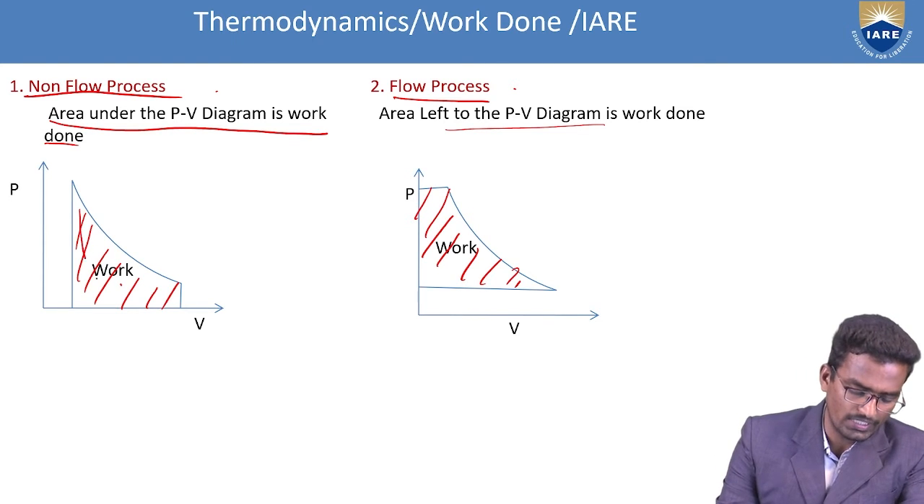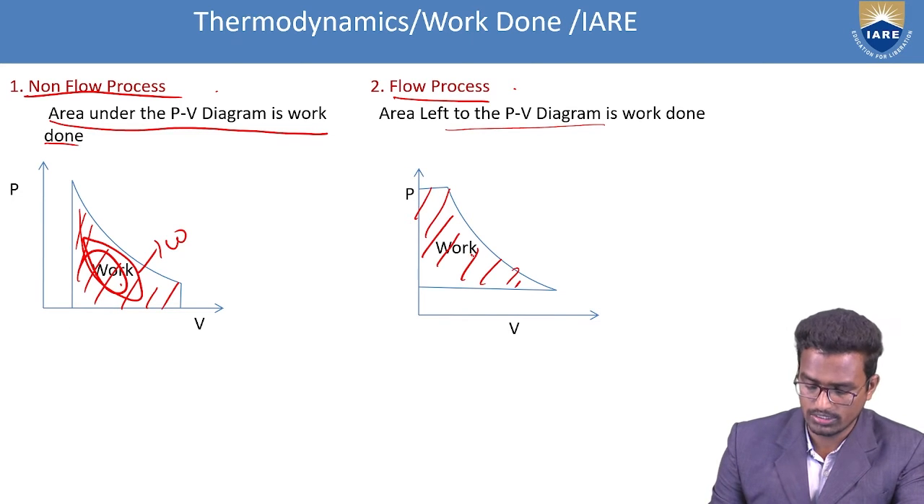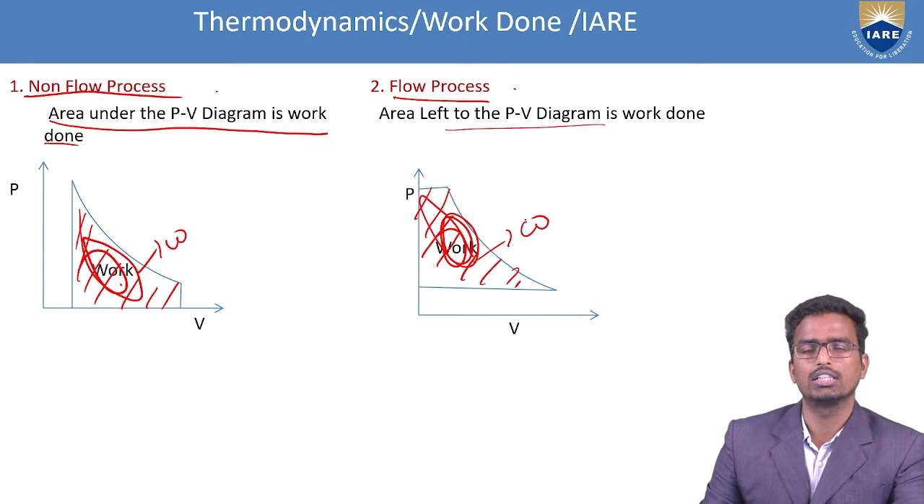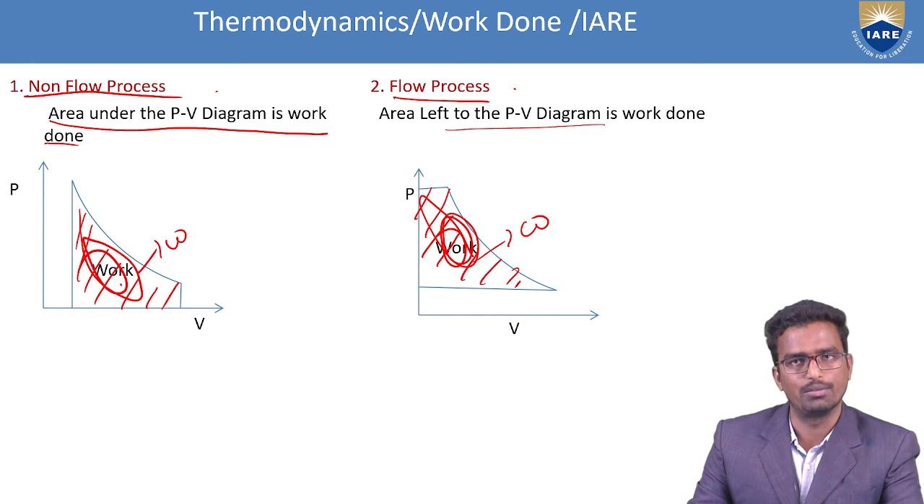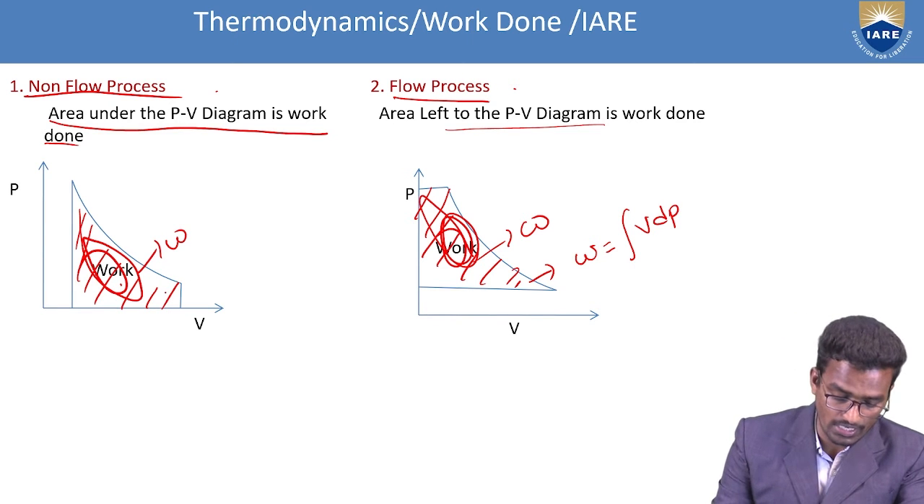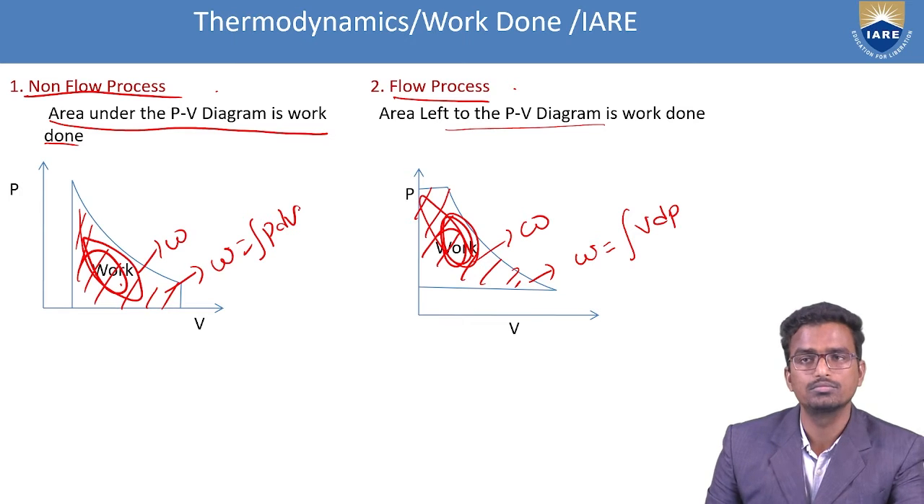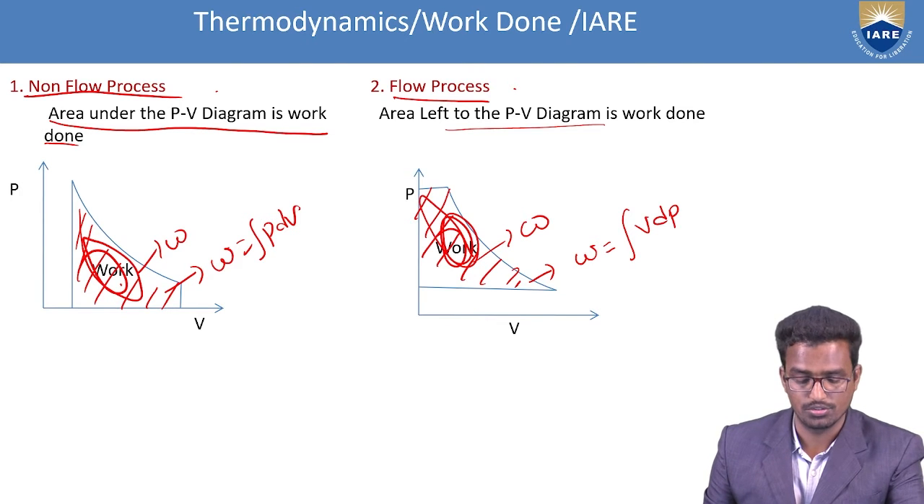Just calculate how much area is here, and you get the work done. That's it, nothing more you have to do if you have a PV diagram. Because in this one, work done is equal to the integral of V dP. In this case, work done is equal to the integral of P dV. Right? These are the two conditions.